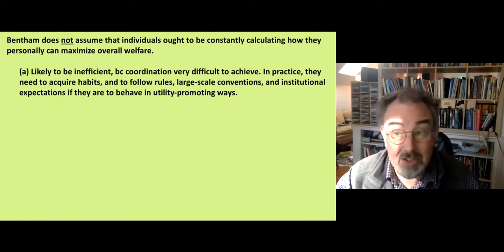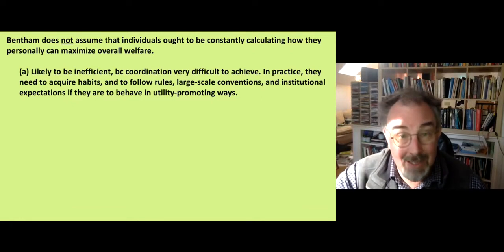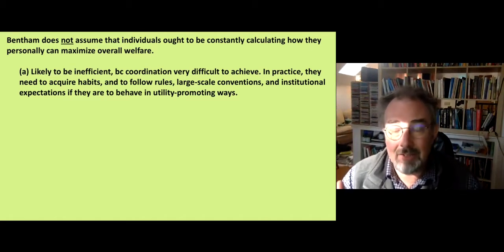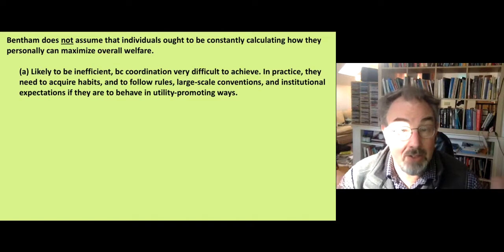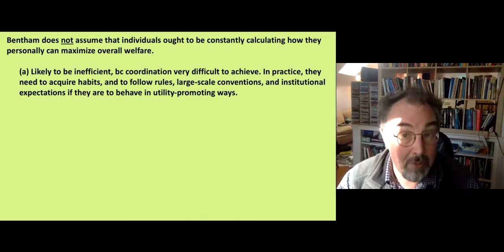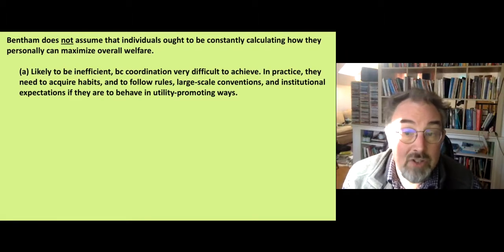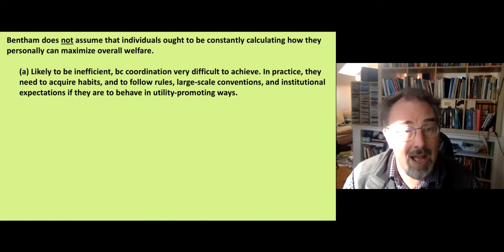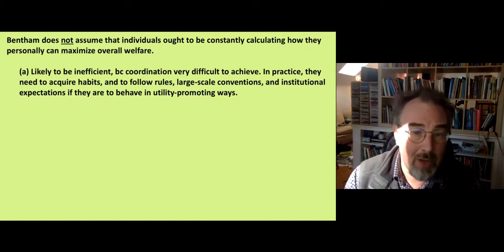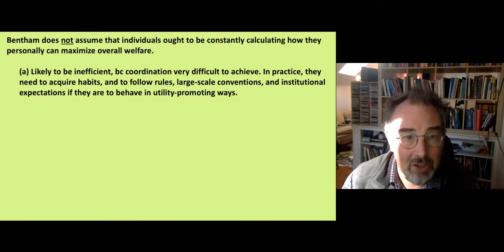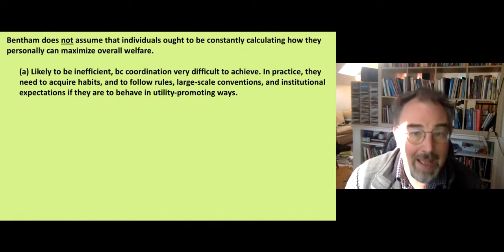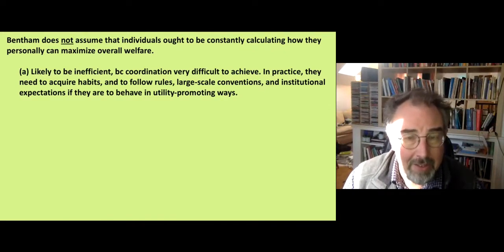You'll end up with an outcome that is actually worse, because individuals will have great difficulty predicting what other people are going to do. And so in the absence of any coordination, it's very unlikely that just trusting individuals to act according to their own judgments of what will maximize utility is going to produce an outcome that will in fact efficiently promote overall welfare. So Bentham assumes, with I think common sense, that in practice agents are going to have to rely on ingrained habits. They're going to have to follow rules and large-scale conventions and subscribe to various institutional expectations if they are together to behave in cooperative and utility-promoting ways.